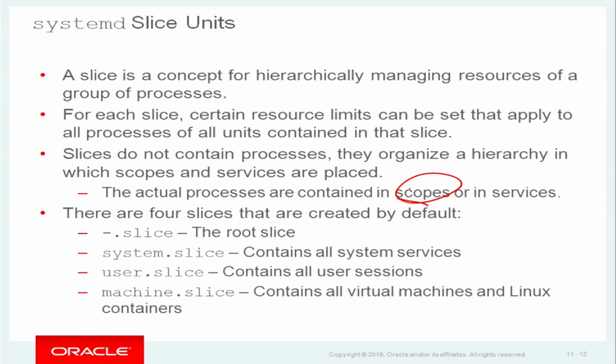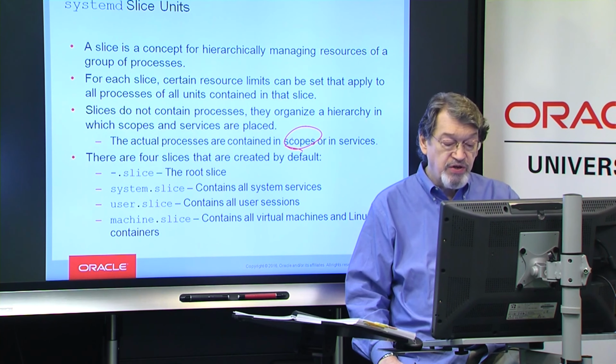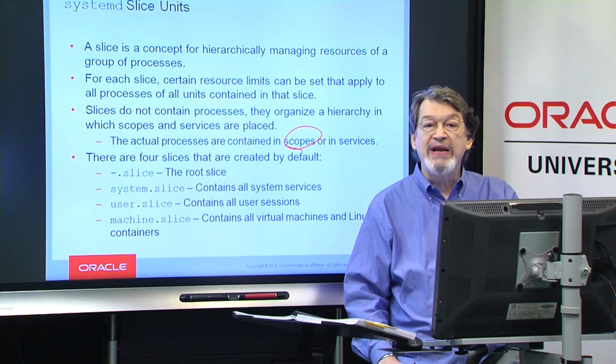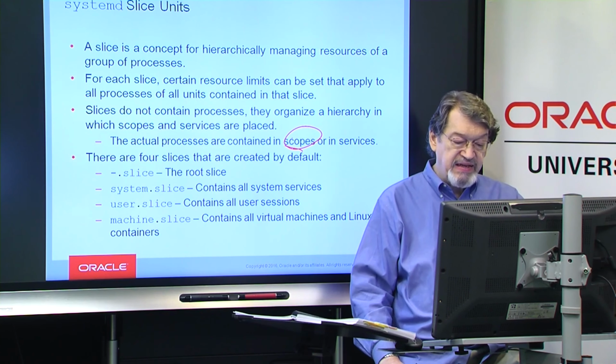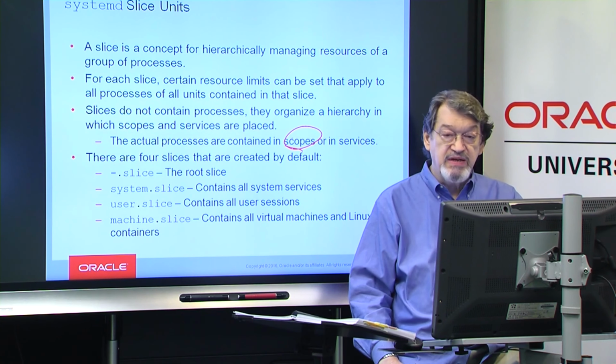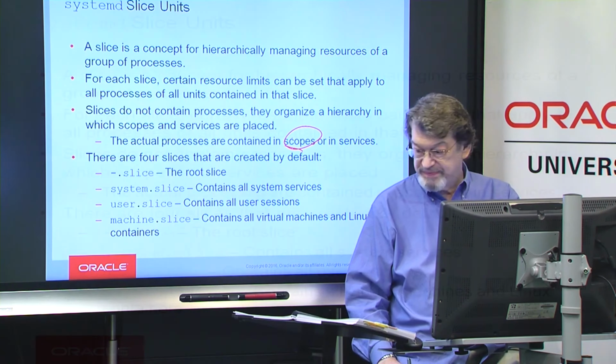So, the dash slice is the root slice. There's a system slice, there's a user slice containing all user sessions currently logged on. There's a machine slice that contains all of the virtual machines and Linux and Docker containers.